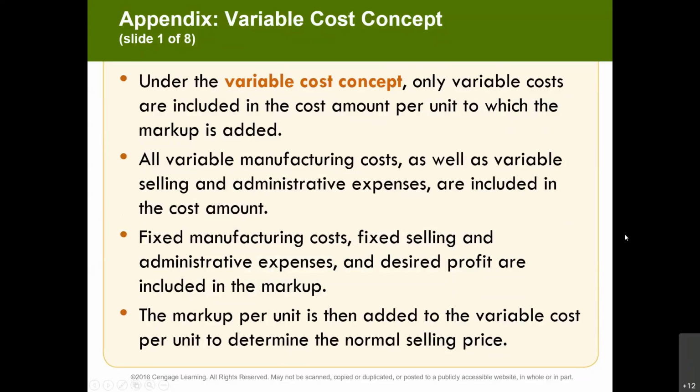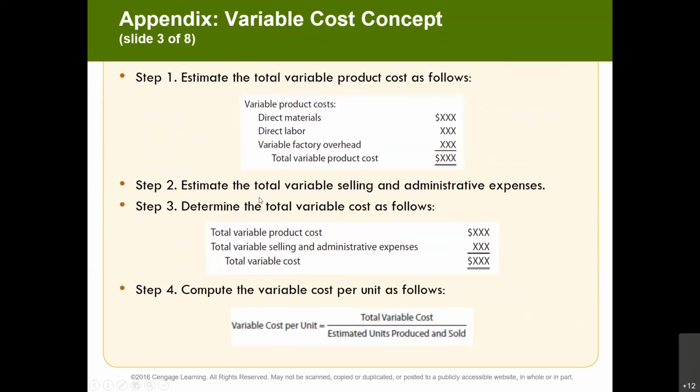And then looking at the variable cost concept again, we want to look at it from a variable manufacturing cost perspective, including the selling administrative expenses, fixed manufacturing costs, fixed selling and administrative expenses, and the desired output should be included in the markup price. Markup price per unit is then added to the variable cost per unit to determine the normal selling price. So it's slightly different than the fixed approach, as you would imagine, like we discussed earlier.